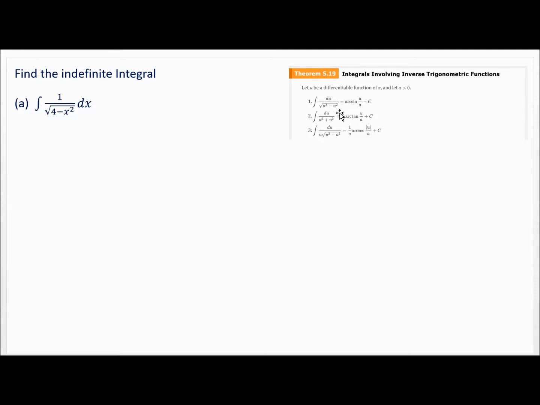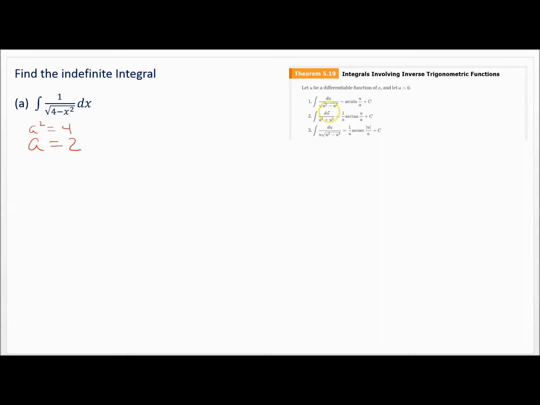So to do this problem, there's a couple of things we need to do. We need to clearly identify our a. So we could say a is 2, right? Because a squared is 4. You could even write that down. A squared is 4. That definitely means a is 2.